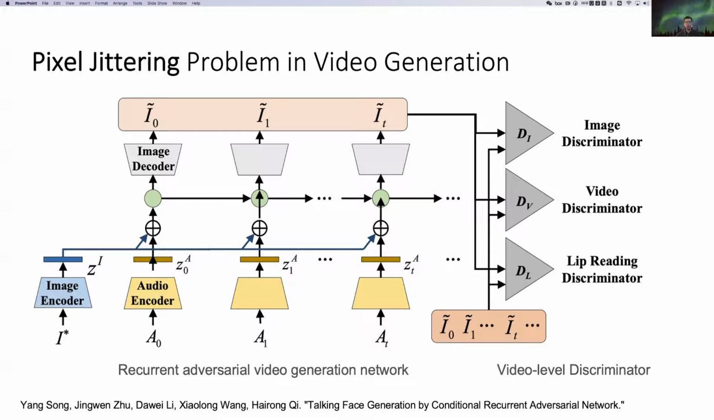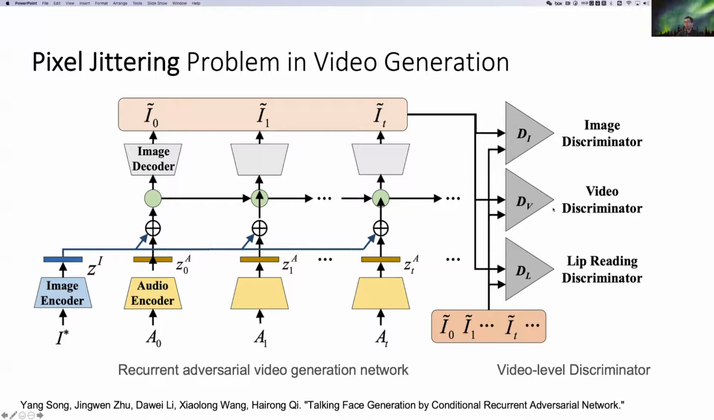Specifically, for example, Song et al. propose a recurrent generator that considers the temporal dependencies at the generation stage, and a spatial temporal discriminator that judges the synthesized video at the video level during the discrimination stage. We can see that when they generate each image frame, they go through this recurrent structure, so that all the synthesized images are also conditioned on previous synthesized images. So this is a way to alleviate this pixel jittering problem.